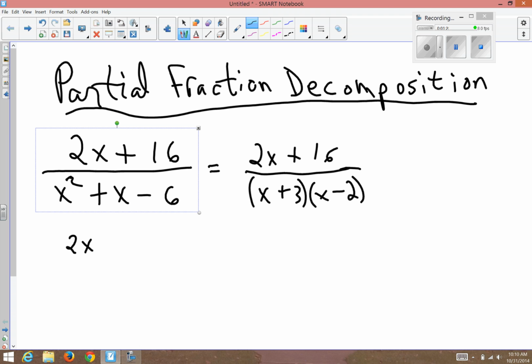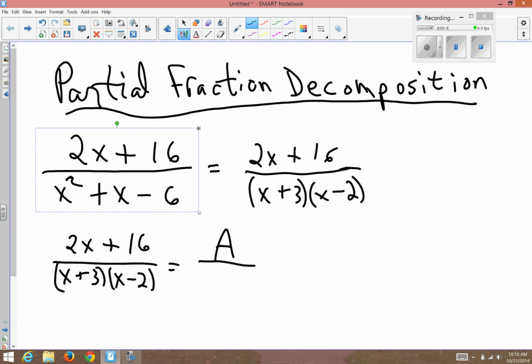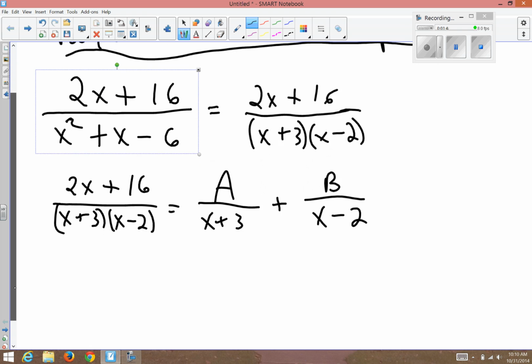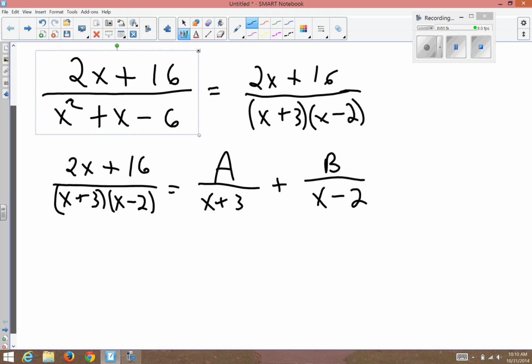Then we say this fraction, 2x plus 16 over x plus 3 times x minus 2, can be written as a over one of these factors plus b over the other factor, where a and b are two numbers. I just don't know what the numbers are right now. Now we have this equation.